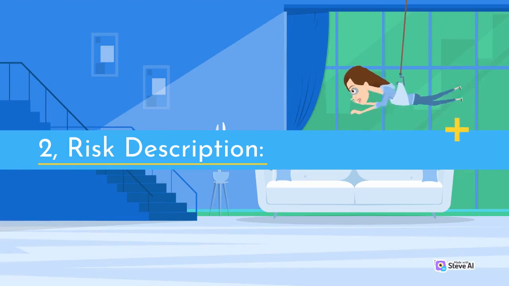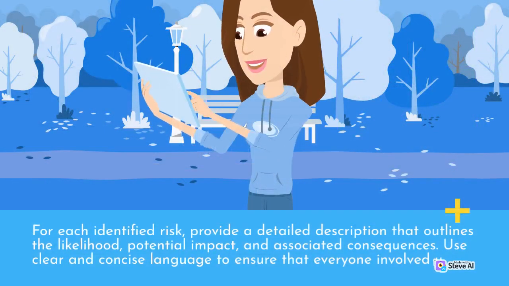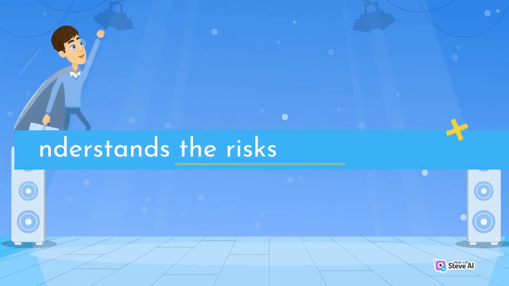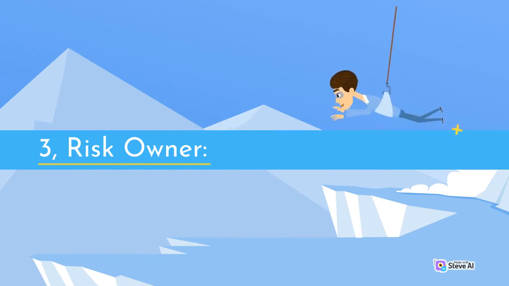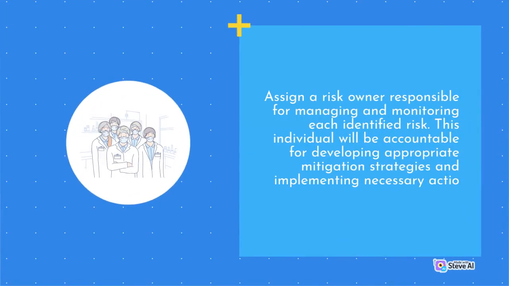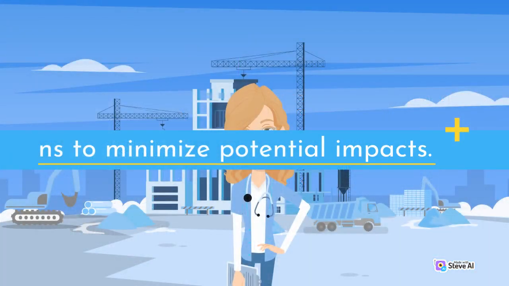2. Risk description. For each identified risk, provide a detailed description that outlines the likelihood, potential impact, and associated consequences. Use clear and concise language to ensure that everyone involved understands the risks fully. 3. Risk owner. Assign a risk owner responsible for managing and monitoring each identified risk. This individual will be accountable for developing appropriate mitigation strategies and implementing necessary actions to minimize potential impacts.